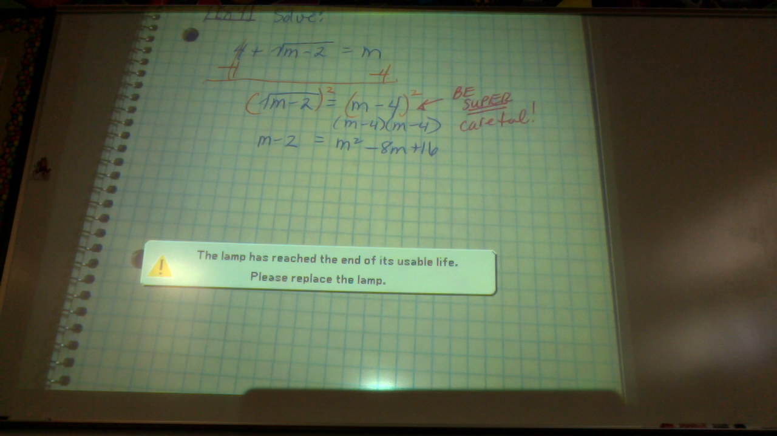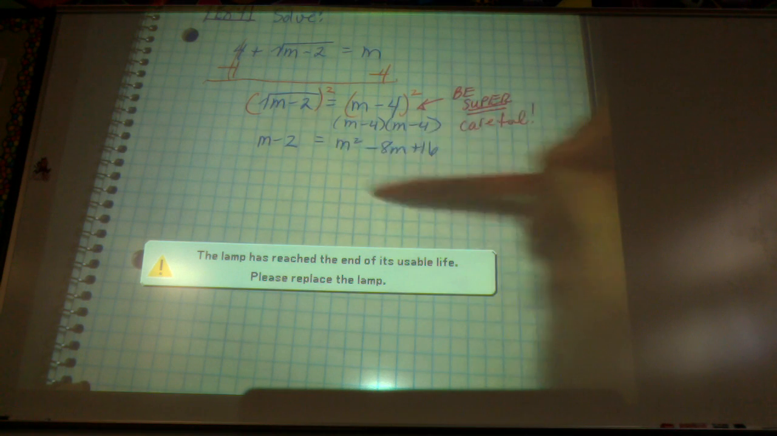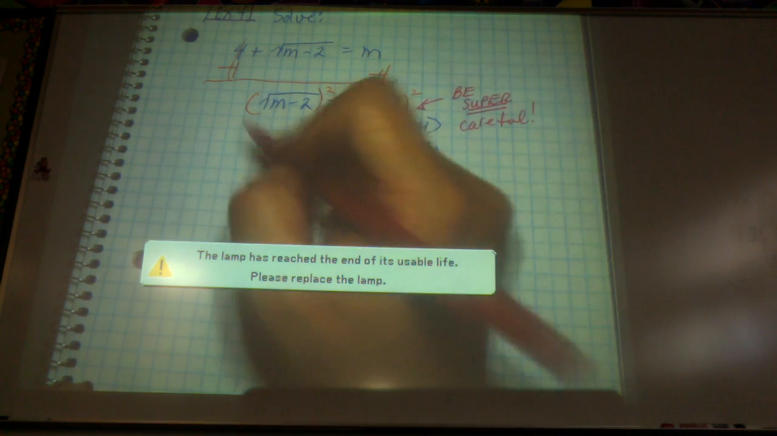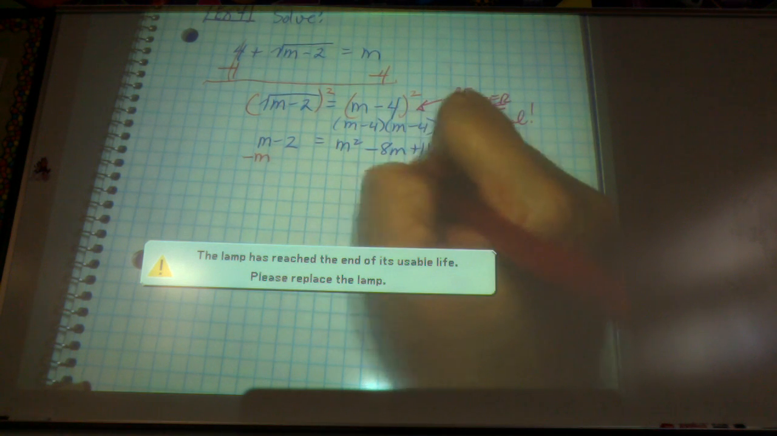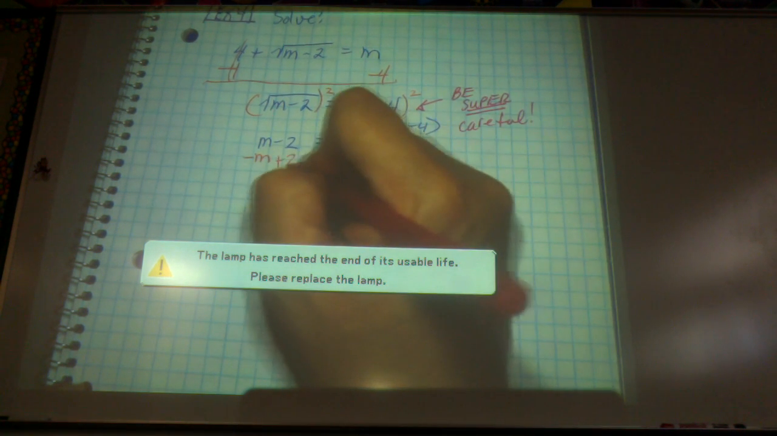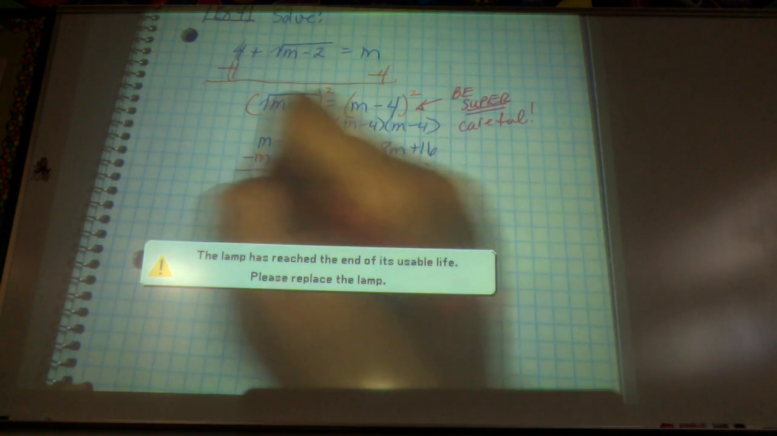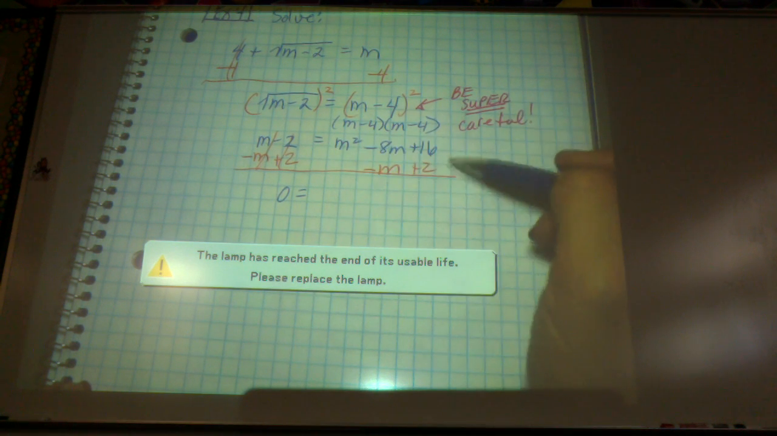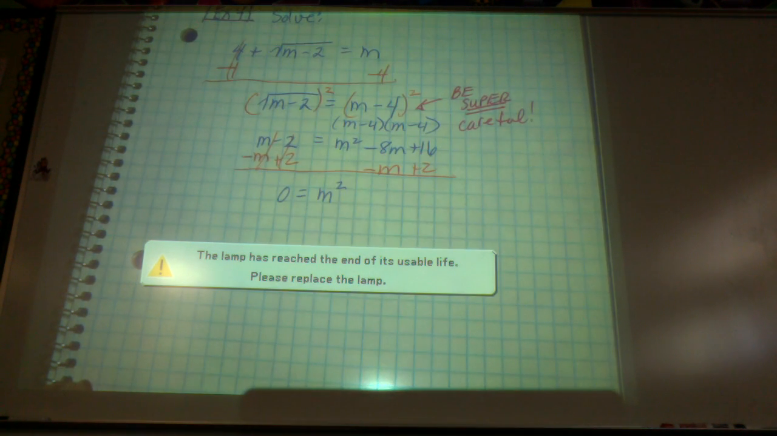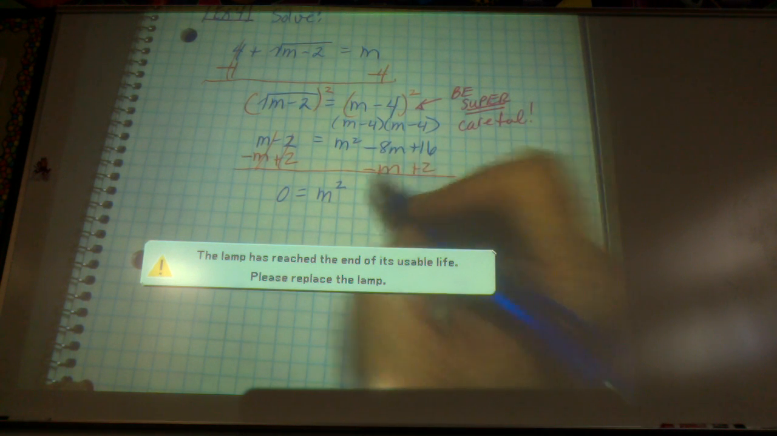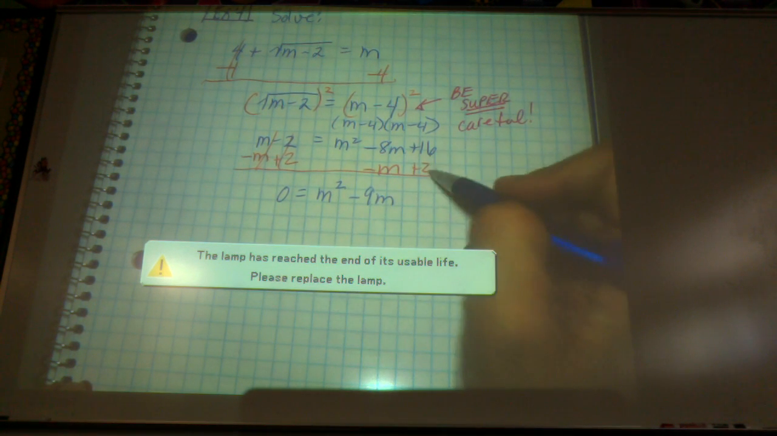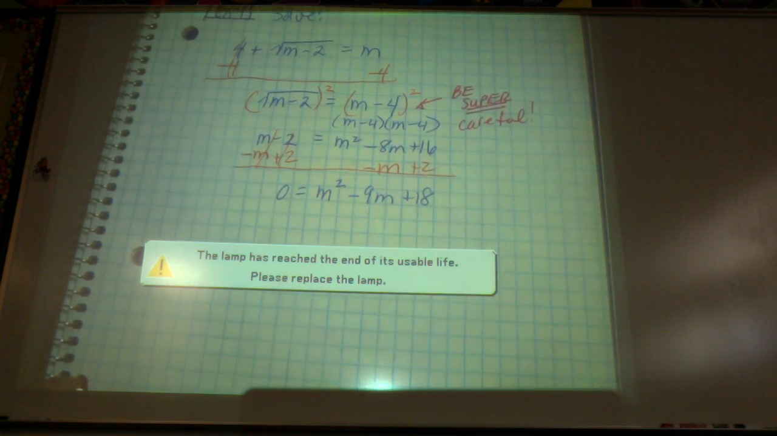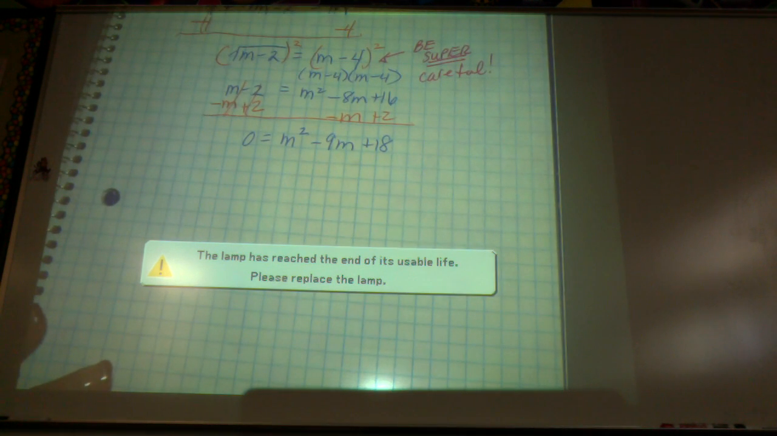What are you going to move? Am I moving this side, or am I moving this side? The left side. So I'm going to subtract an m, line it up with its like term, add a 2, and add a 2. Cancel, cancel. So I get 0 equals, write this in descending order, m squared. Negative 8 and a negative 1 gives you negative 9m. 16 plus 2 is 18. What do I have to do now? What do you do now?